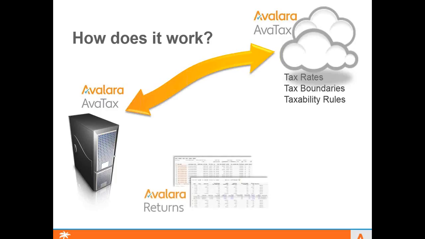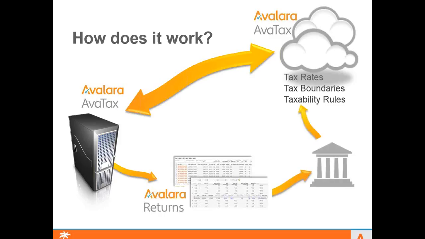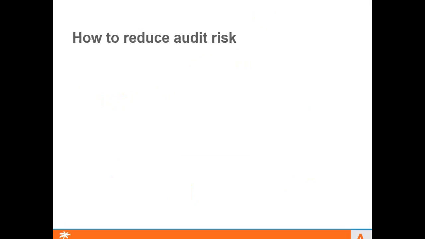And then we also automate those returns for you, in that you approve the amounts and you remit one time to us, and we'll do all the work to those taxing jurisdictions. So it's an end-to-end solution that solves many of the pitfalls that come with doing everything manually. And how can this reduce the audit risk?